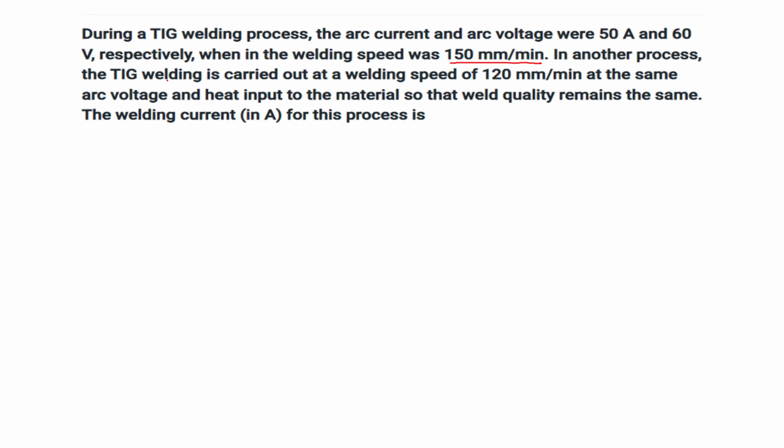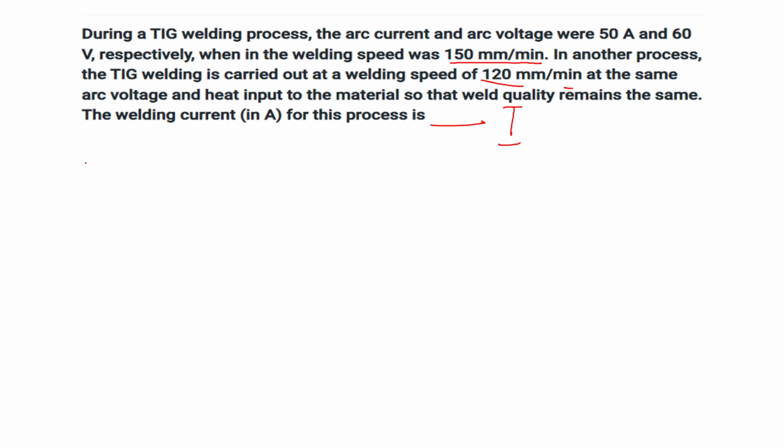In another process, the TIG welding is carried out at a welding speed of 120 millimeter per minute at the same arc voltage and heat input to the material, so that weld quality remained the same. What is the welding current for this process? So you have to calculate the current value.